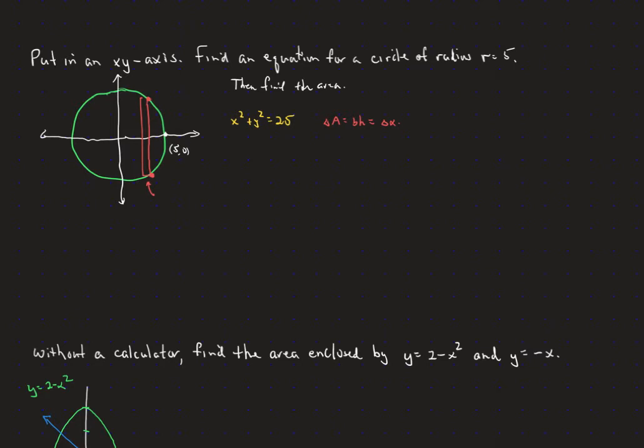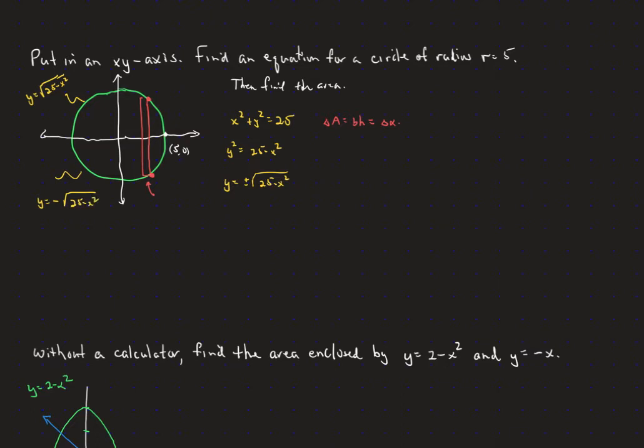But our circle, which we said is x squared plus y squared equals 25, that's not written as a function, so we're going to have to solve for y. So we can subtract that x squared, and the y is going to be positive or negative square root of 25 minus x squared. So the top curve is going to be the positive square root of 25 minus x squared, and the bottom curve is going to be the negative square root of 25 minus x squared.